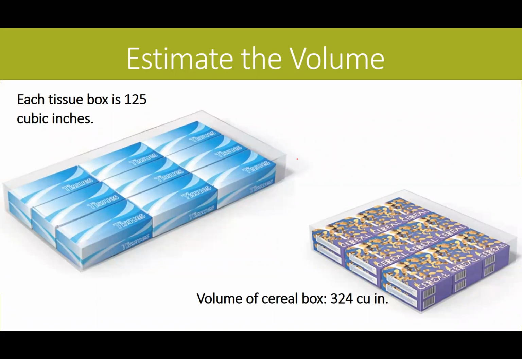All right, let's take a look here. Now, each tissue box is 125 cubic inches. And if you look carefully, you see that's one box, 2, 3 boxes there, and then we have 3 boxes here. So that means altogether I've got 1, 2, 3, 4, 5, 6, 7, 8, 9. I have 9 boxes.